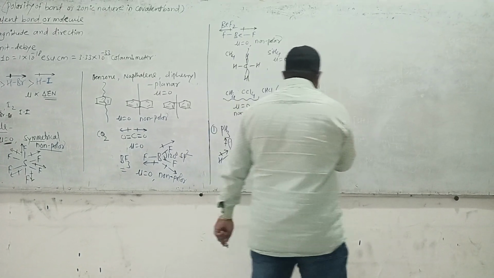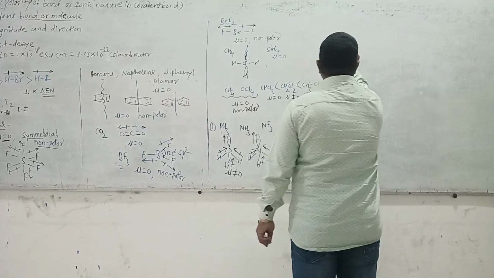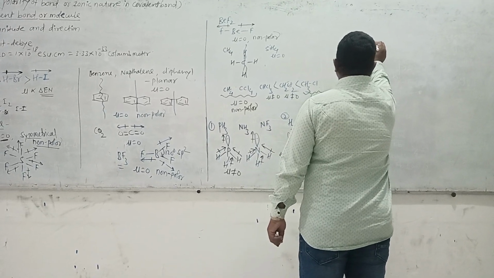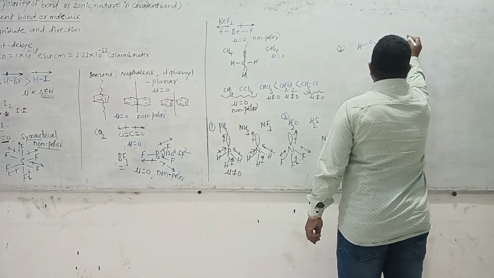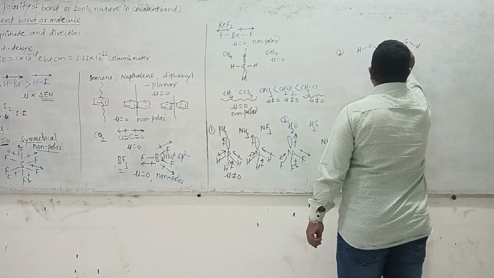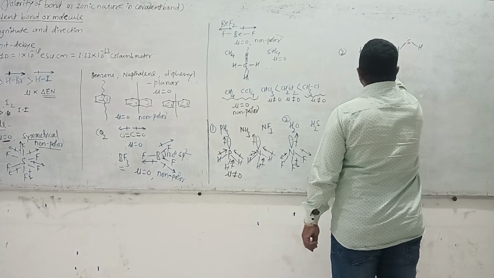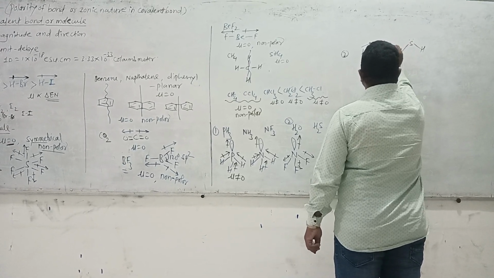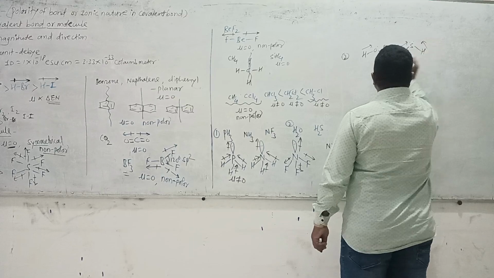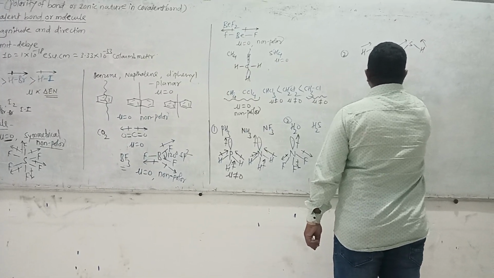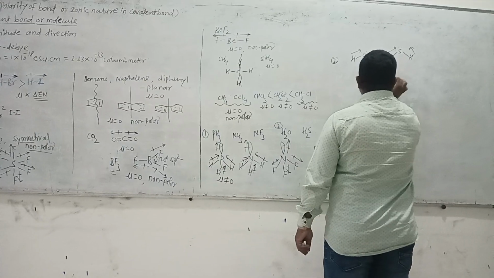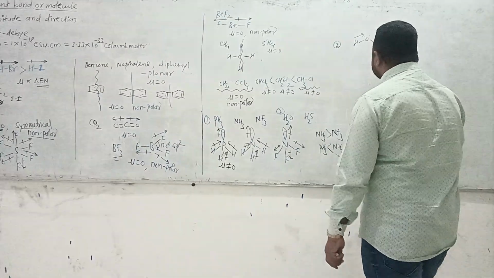Correct? H2O, H2S. In this case, water has a bent shape. The dipole moment determines the polarity. In this case, oxygen is more electronegative. In this case, dipole moment is not equal to 0. These are the polar molecules. These are also polar molecules.